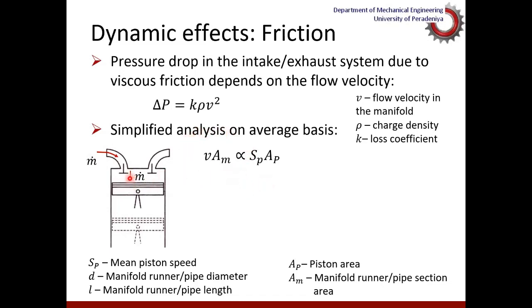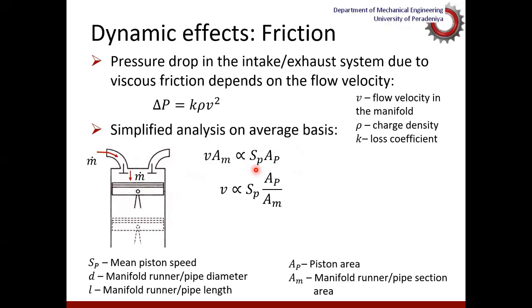If you assume density is constant, then the mass coming into the system through the intake system is rho V into A, and what fills up the cylinder as a result of displaced volume is the mean piston speed into the cross-section area of the piston into the density. So if the density is constant, then you can say this quantity is proportional to this quantity. This is on an average basis.